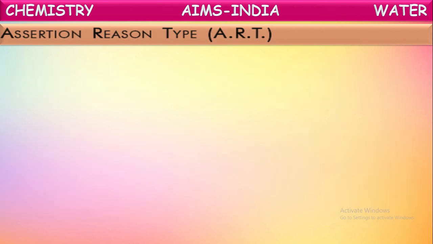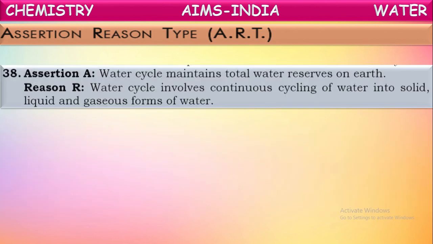Next, assertion reason type questions. This assertion: water cycle maintains total water reserves on the earth. Yes, because of the water cycle, water is being reserved. It maintains water balance on the earth surface. So because of the water cycle, it is happening.